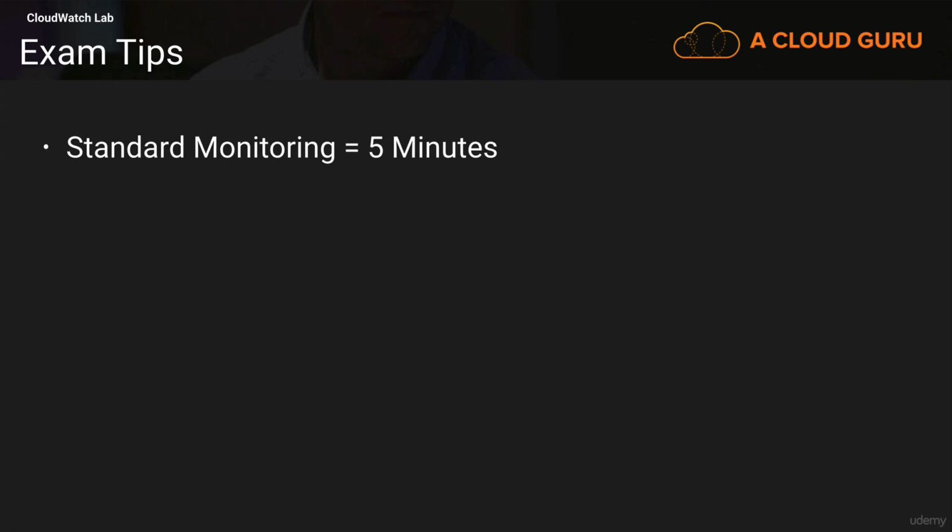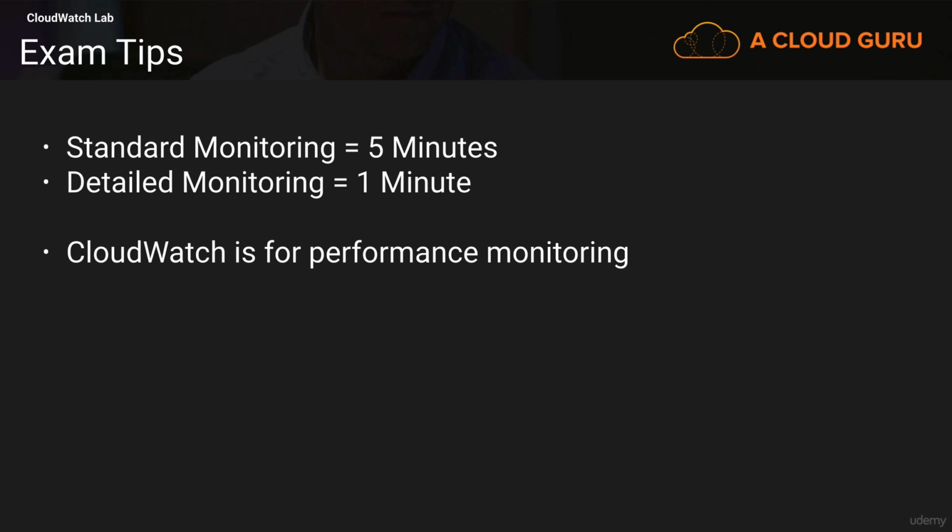Moving on to CloudWatch. Standard monitoring is enabled by default for EC2, and it monitors events on a 5-minute basis. You can enable detailed monitoring, and then it will record your events every 1 minute, but you do pay extra for that. CloudWatch is for performance monitoring. Just remember that. Don't confuse it with CloudTrail. CloudTrail is for auditing.